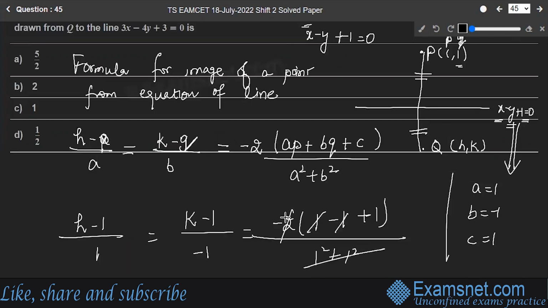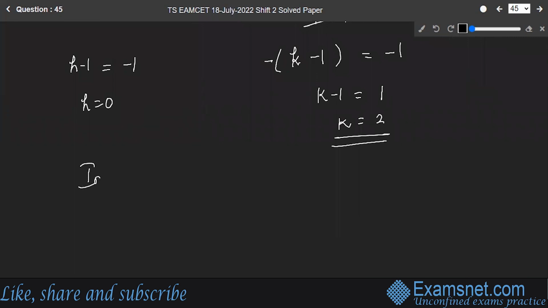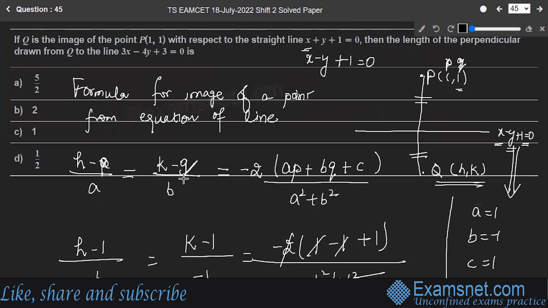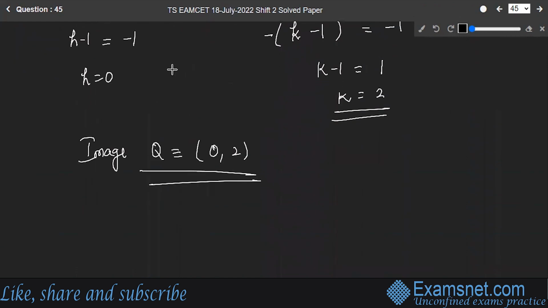Okay, so we got the coordinates of the image q. Image q has the coordinates 0, 2. This is the image coordinates. What do we have to find out? Length of perpendicular drawn from q to this line. So here is the point q having the coordinates 0, 2. If I drop a perpendicular from q to the line, what was the line? 3x minus 4y plus 3 is equal to 0.